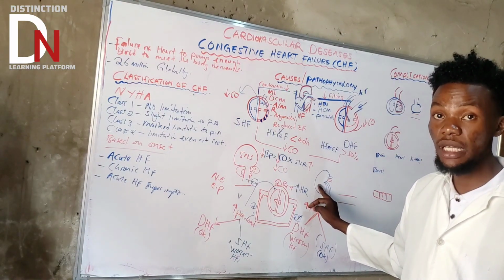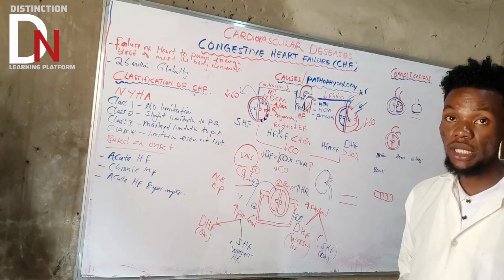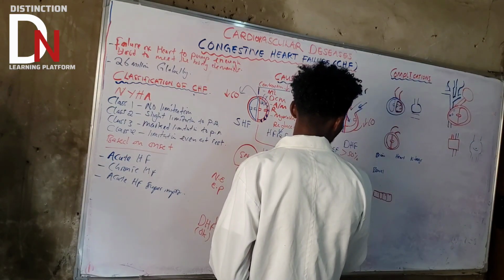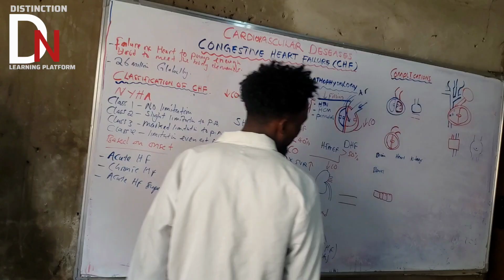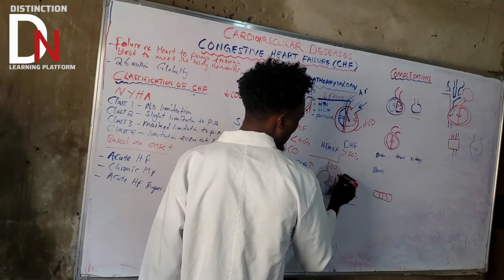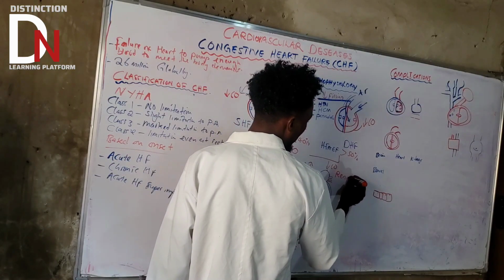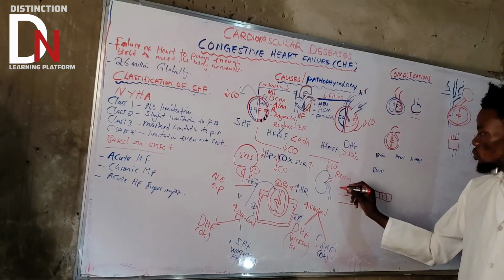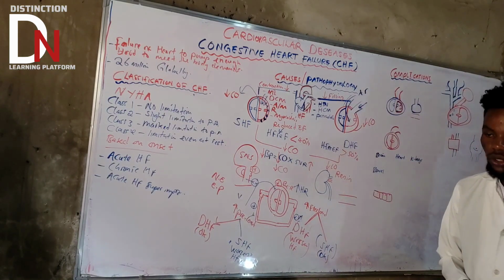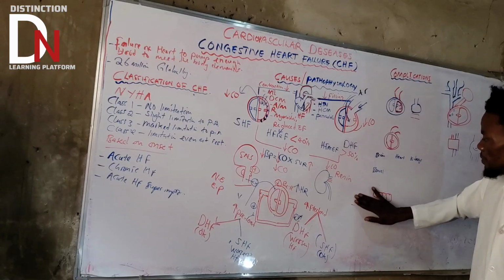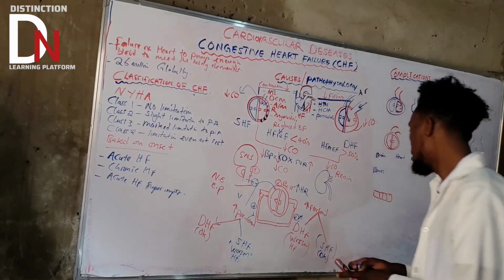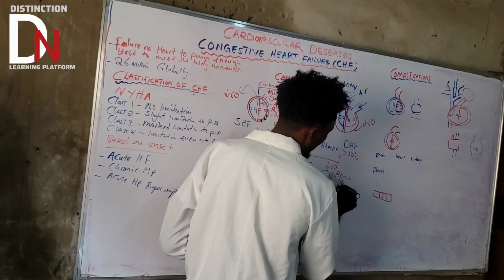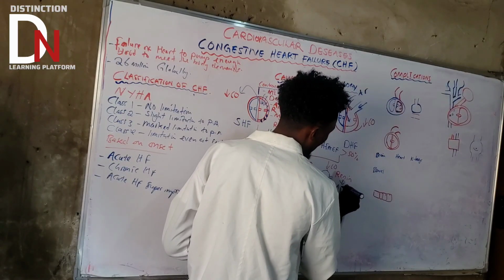So if they activate that, what do they produce? Renin. So due to low cardiac output or blood pressure, it activates the juxtaglomerular apparatus, which will produce renin. Remember that renin is going to activate something that we know: angiotensinogen to angiotensin.